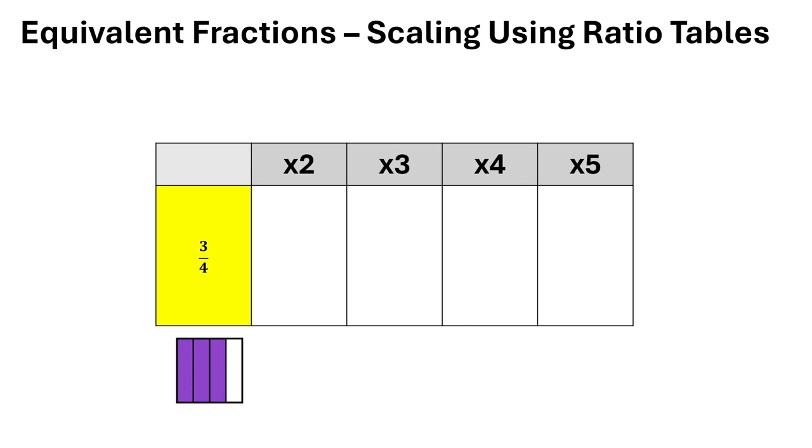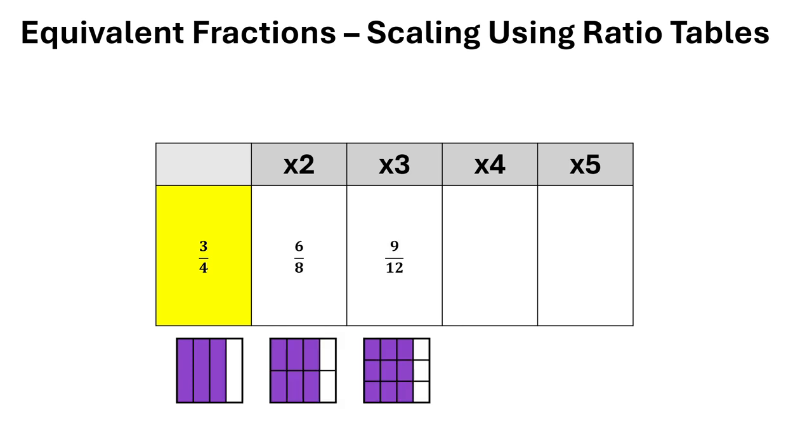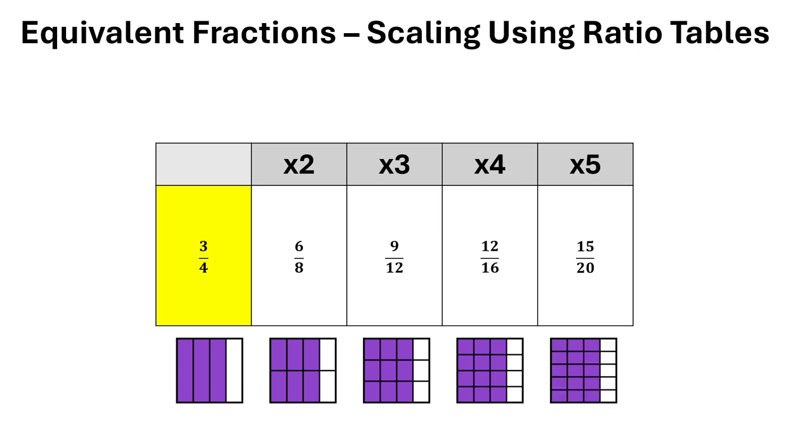Here's 3/4, and we're going to scale the fraction using a ratio table. So 3/4, now we have 6/8, then we have 9/12, and we can see that we have 12/16, and we have 15/20. So these are all representations of 3/4. As you can see from the shaded parts, we always have 3/4.